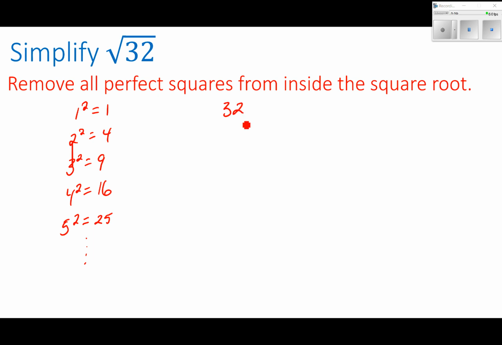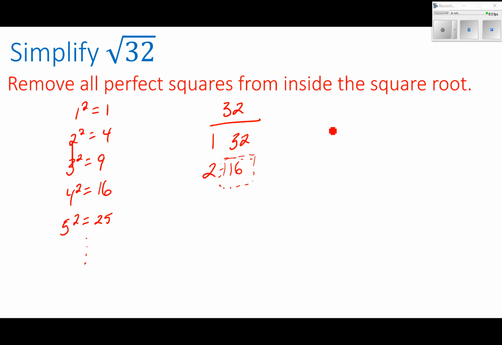Okay, so 32. I want a perfect square to be a factor, and I want the largest perfect square to be a factor. Well, I know I can do 1 and 32, but that doesn't really help me. I mean, 1 is a perfect square, but I want to find that largest perfect square. I could do 2 and 16. 2 times 16 is 32. This pops right out. This 16 is a nice perfect square, and that's a big perfect square. I can't go any bigger than 16 because then I jump to 25. 25 is not a factor of 32.